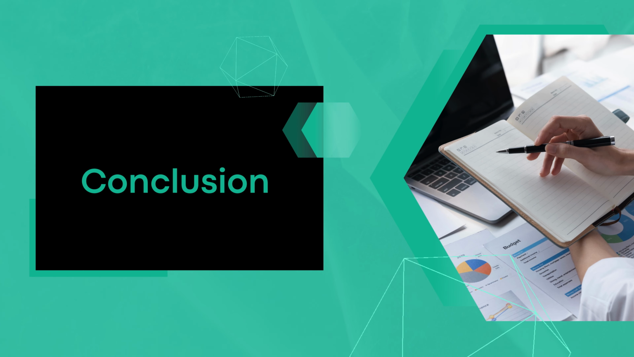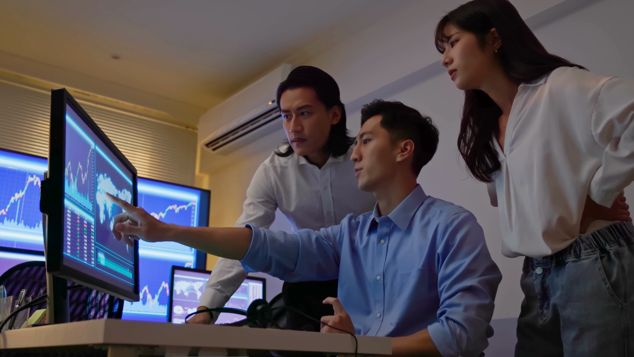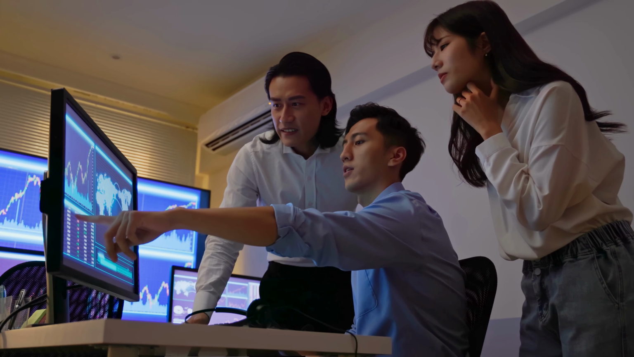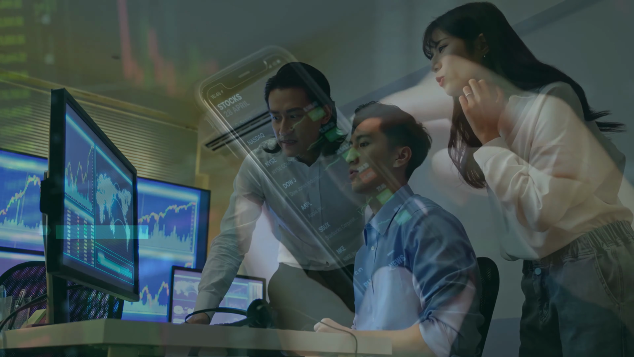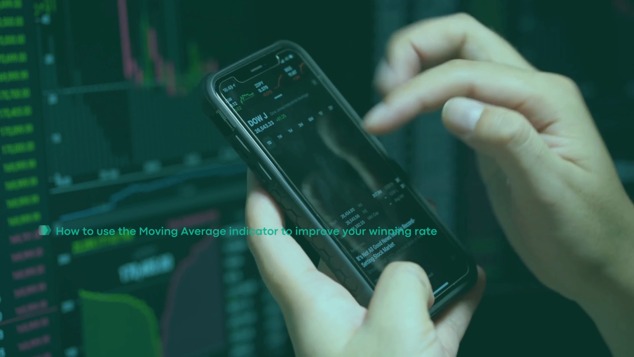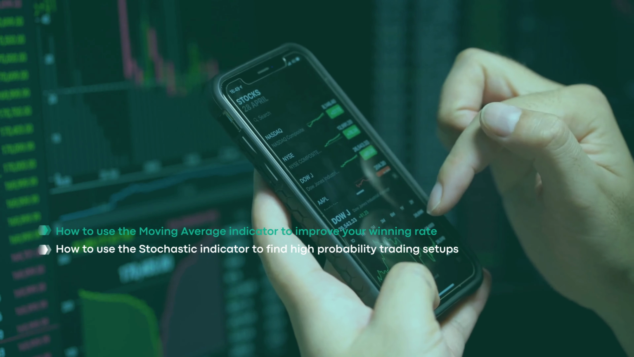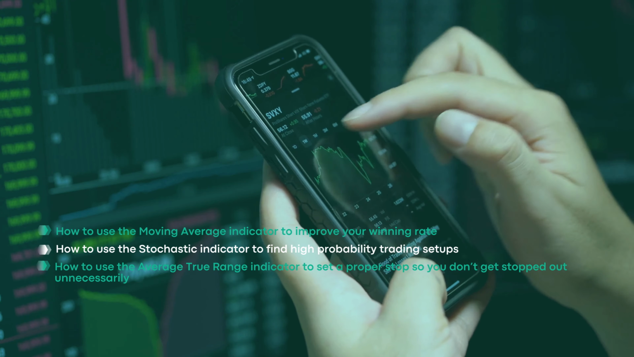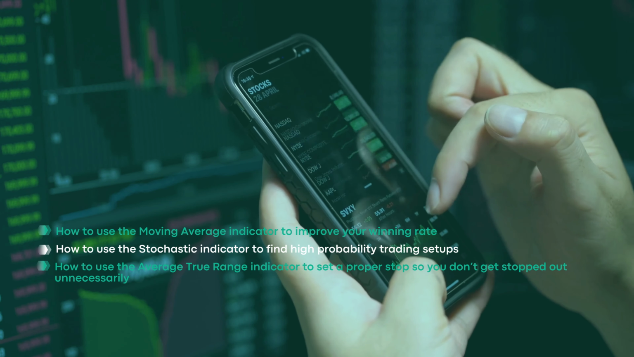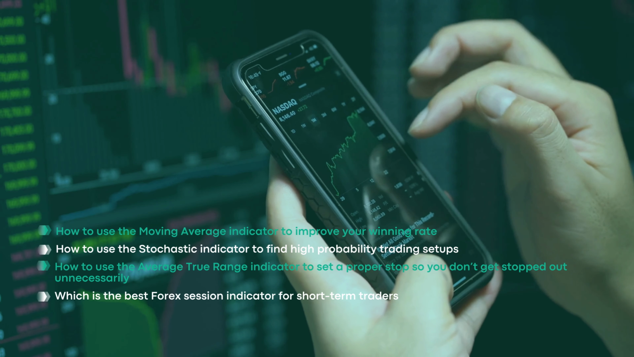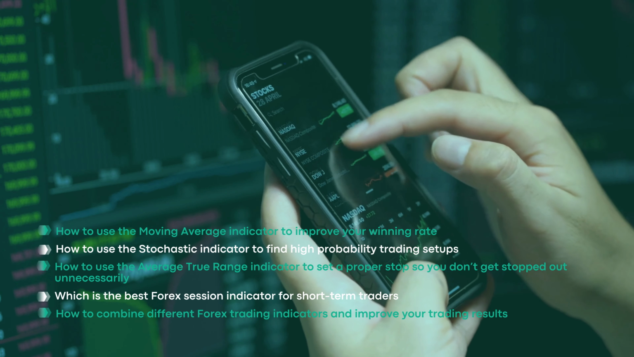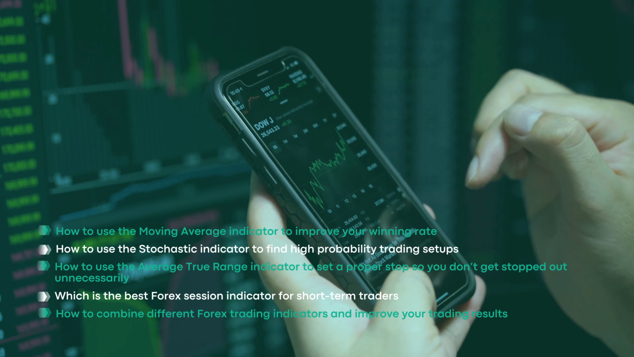Conclusion. Here's the deal. There is no such thing as the best Forex trading strategy and indicator. It's a fantasy. However, certain indicators work best in different market conditions. For example, you've learned how to use the moving average indicator to improve your winning rate, how to use the stochastic indicator to find high probability trading setups, how to use the average true range indicator to set a proper stop so you don't get stopped out unnecessarily, which is the best Forex session indicator for short-term traders, how to combine different Forex trading indicators and improve your trading results.